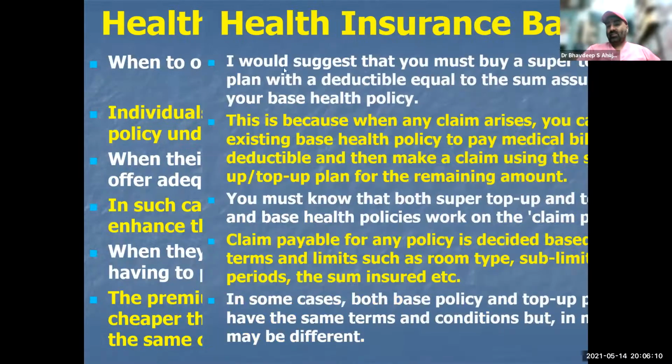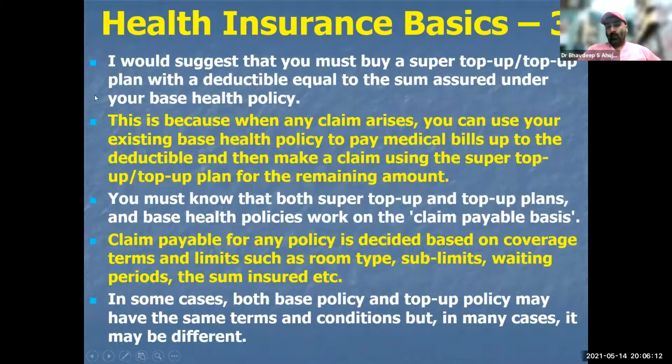So I would suggest that you buy a super top-up or top-up with a deductible equal to the sum insured under your base policy. If your sum insured is 5 lakhs, buy with a deductible and buy a plan of minimum 5 plus 5. Because when any claim arises, you will have the deductible up to that, and your super top-up will take care of the additional expenses.